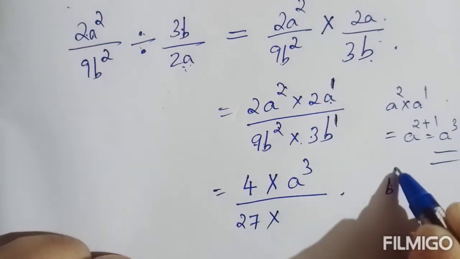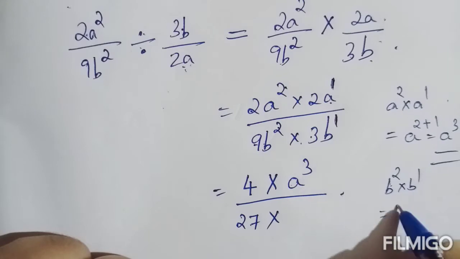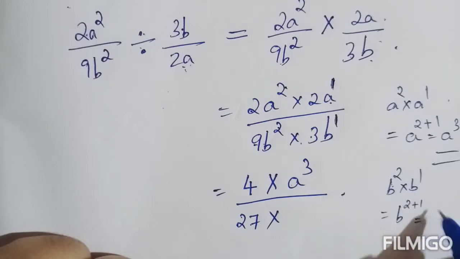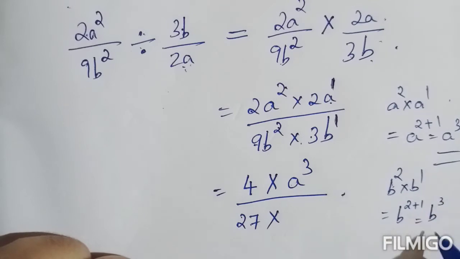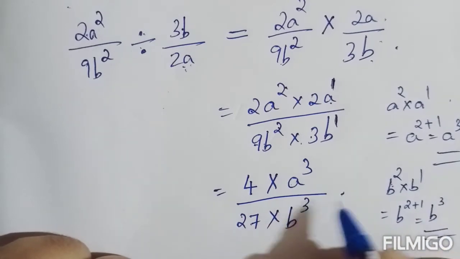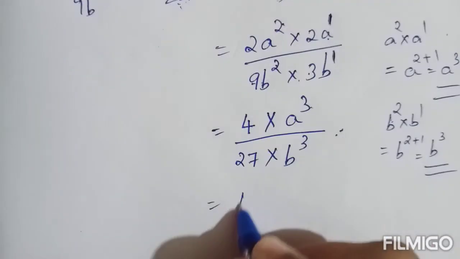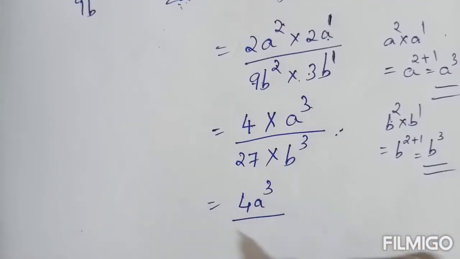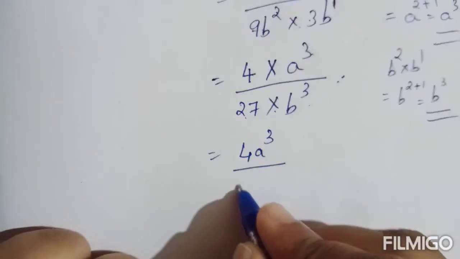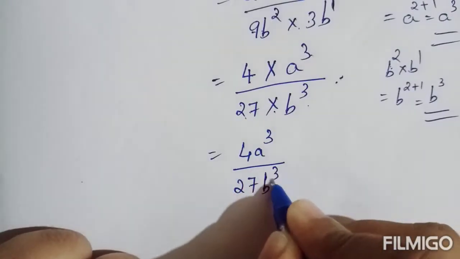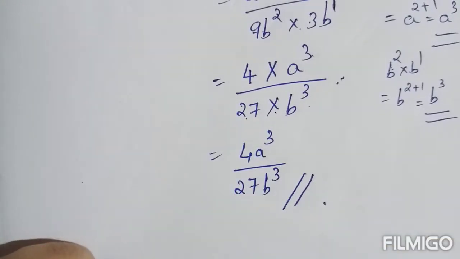So what you will get, b square into b raised to 1, it is b raised to 2 plus 1. Applying product law you will get b raised to 3. So here 27 into b raised to 3. Okay, 4 into a cube you can write as 4a cube by 27b cube. So this will be the answer.